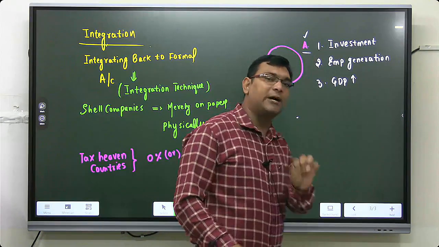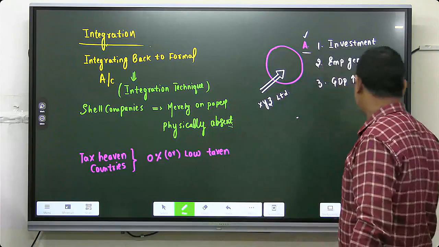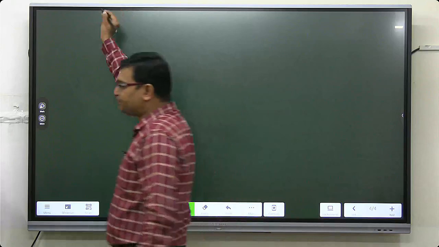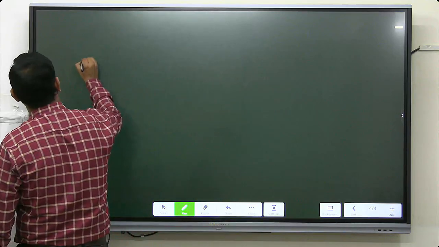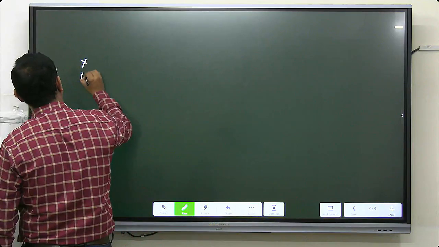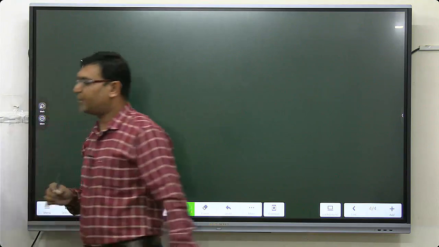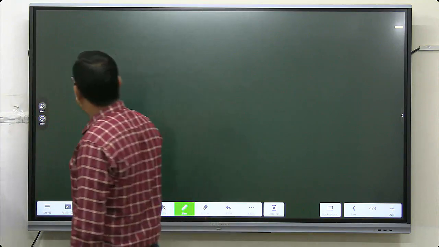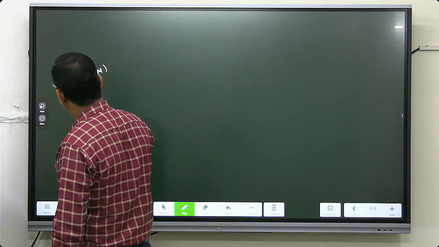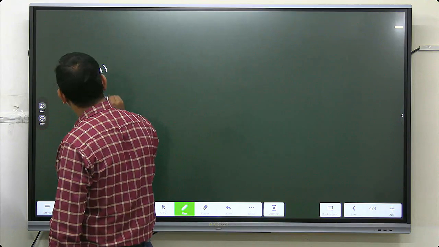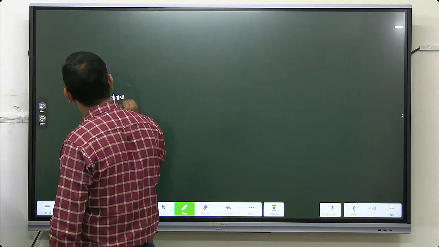So in shell companies also, this is how tax haven countries will operate. See, for example, there is an X firm in country A.